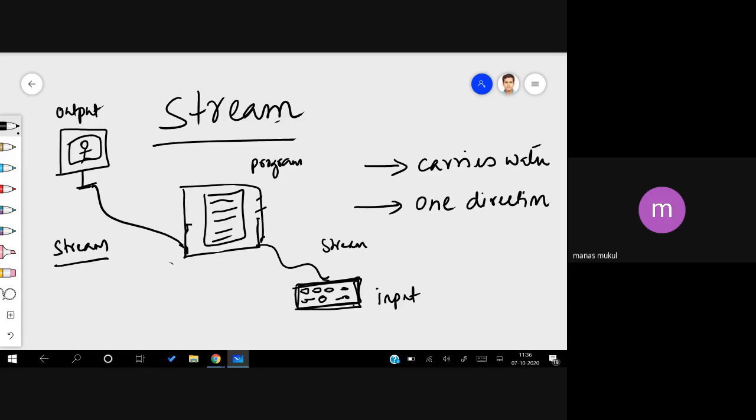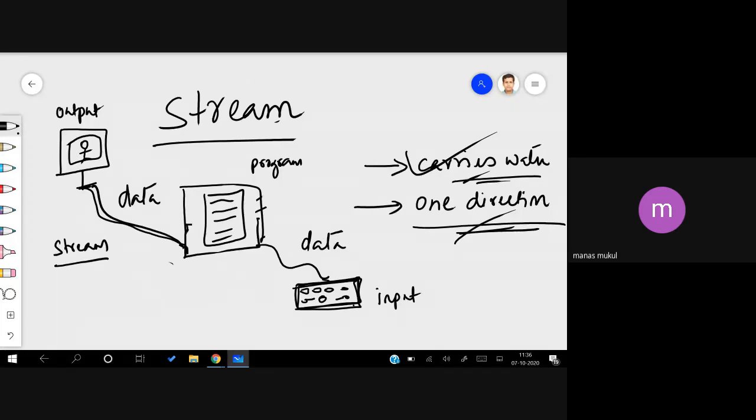Now, streams normally have two characteristics. One is that it carries water, and the other is that it flows only in one direction. So if we say that these are connected using streams, do these characteristics hold true? The first characteristic: a stream carries something. Do you think that this stream carries something? And if it carries, what is it carrying? Data. Absolutely. So the first point is correct. This stream carries data, so this point is valid. What about the second? Do they flow the data? In place of the water, the data is flowing in these streams.